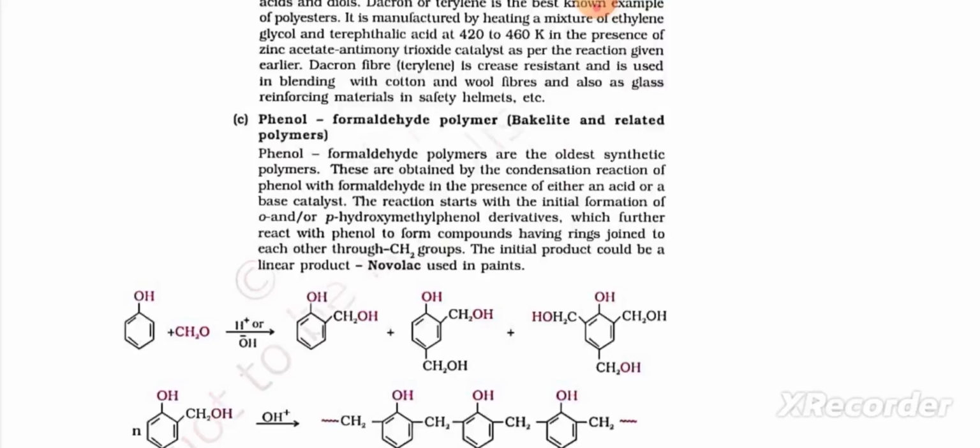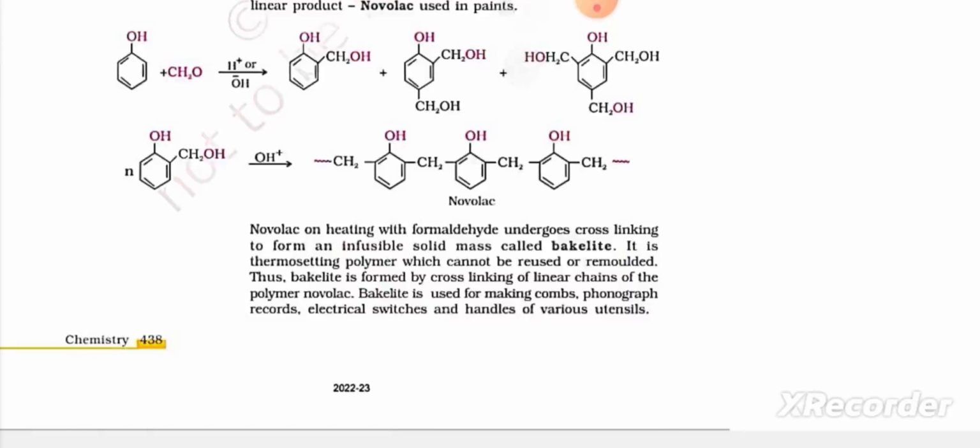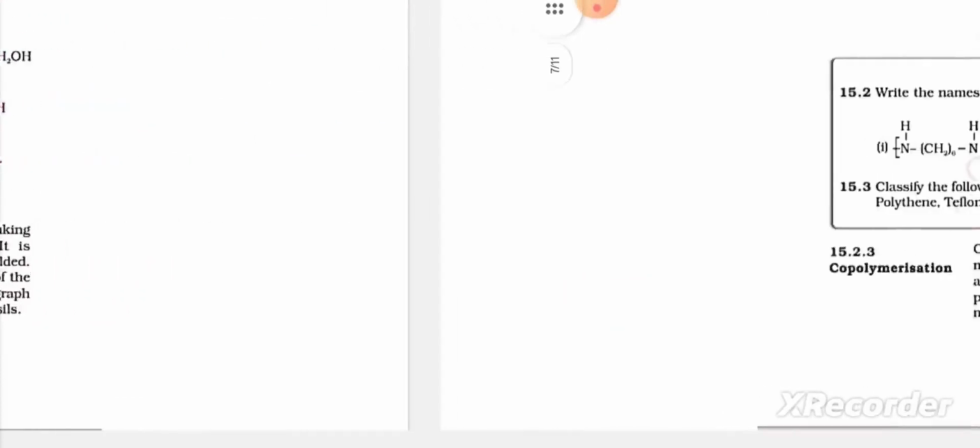The initial product could be a linear product, that is Novolac, used in paints. Novolac on heating with formaldehyde undergoes cross-linking to form an insoluble solid mass called bakelite. It is a thermosetting polymer, can't be remelted or remolded. Thus, bakelite is formed by cross-linking of the linear chain polymer Novolac. Bakelite is used for making combs, phonograph records, electric switches, handles, and various utensils.